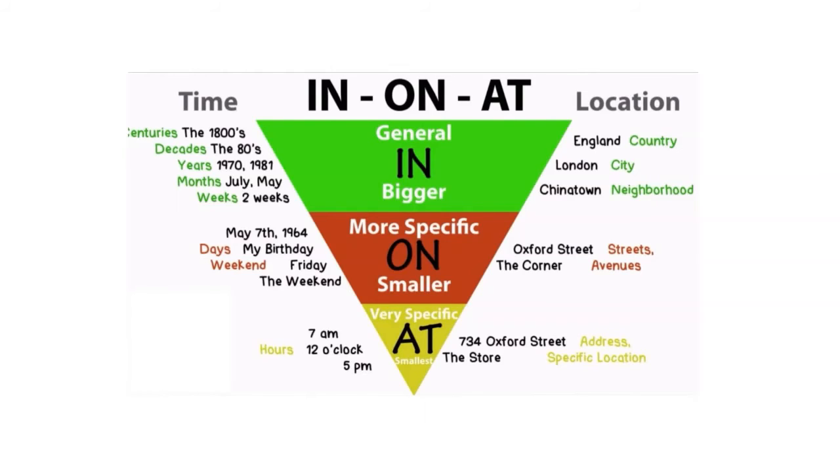Or if we talk about a specific location, a specific address, for example, at 734 Oxford Street. Okay, so you see the difference between the previous example, on Oxford Street. Well, here we have at 734 Oxford Street. So it's not just on Oxford Street, but we have, yeah, the exact address. Okay, so including the number as well.